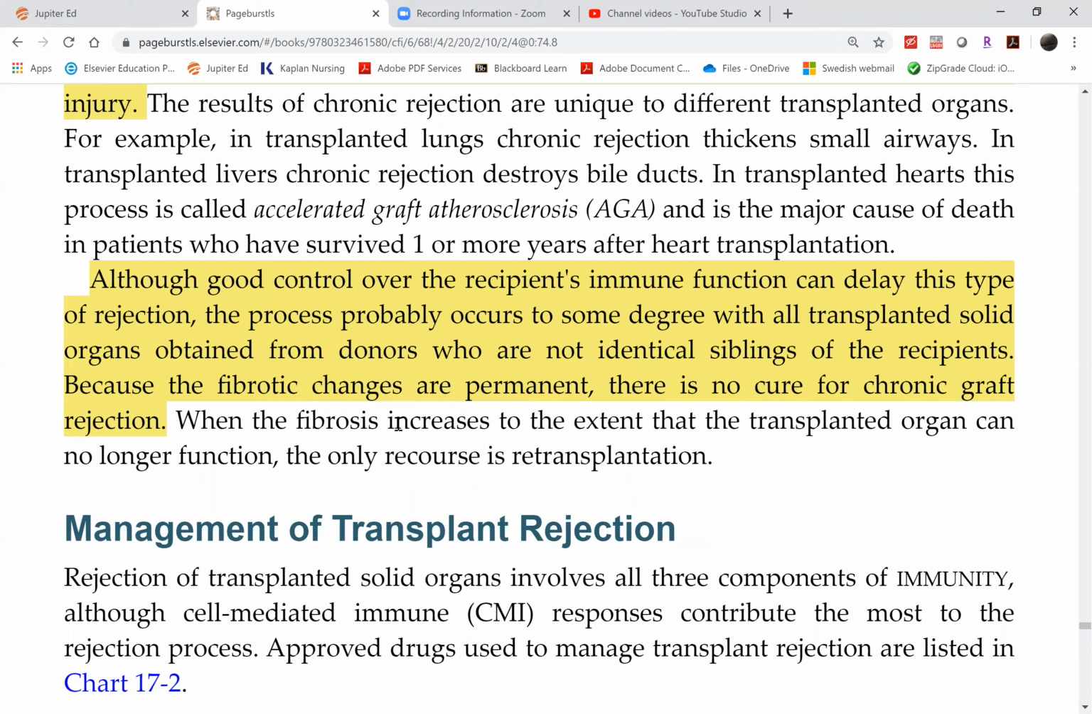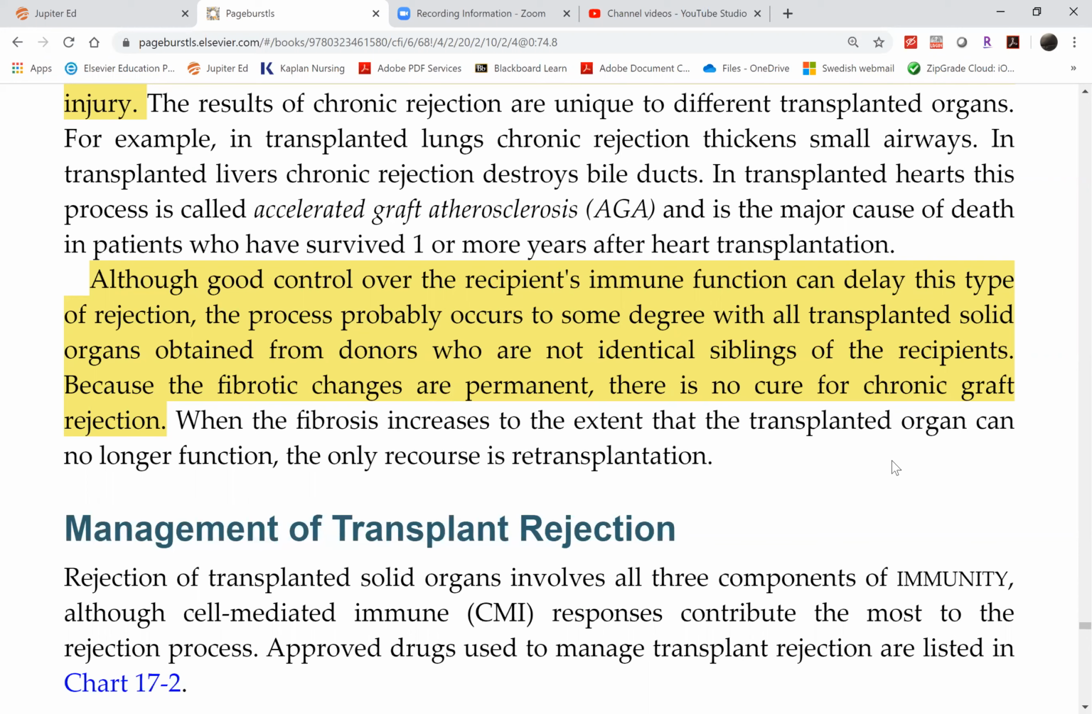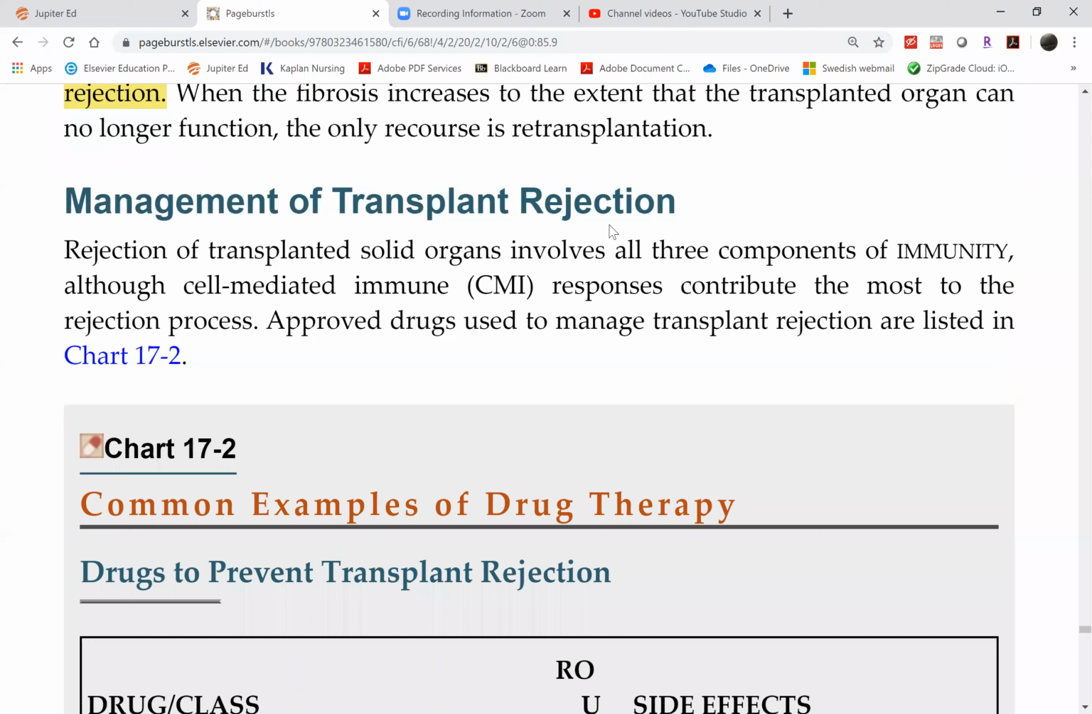You can just prolong it, let the graft function for as long as possible, but eventually it'll no longer function because it's all scar tissue now. And like I said, you'll go back on the transplant list. Any question on the three types? Hello? No, sir. No. All right, so the last part for tonight is the drug therapy.